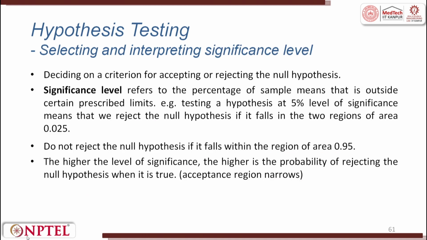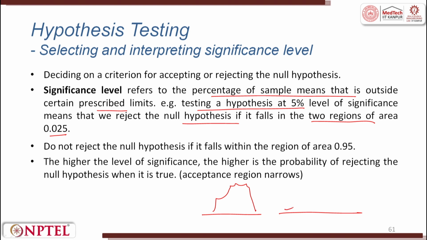Deciding on criteria for accepting or rejecting the null hypothesis, we have to select a significance level. Significance level refers to the percentage of sample means that is outside a certain prescribed limit. For example, testing a hypothesis at 5% significance means we reject the null hypothesis if it falls in two regions of the area of 0.025. So, your frequency distribution was something like this, right. If I try to smoothen it down, it will become something like this, that is known as normal distribution.